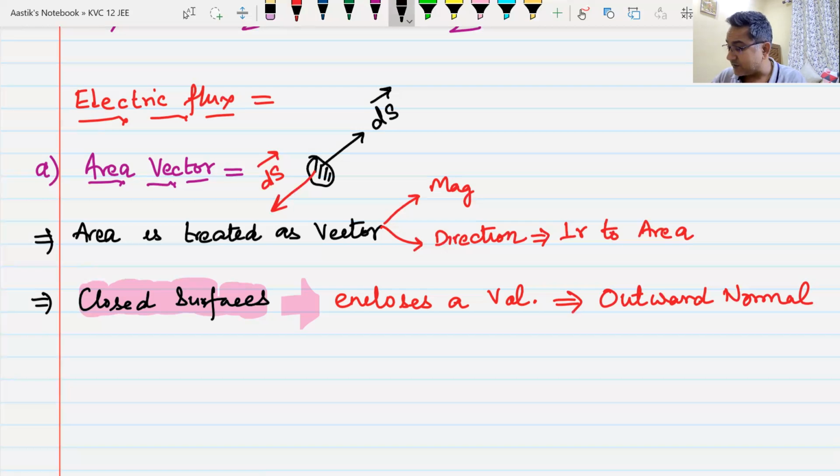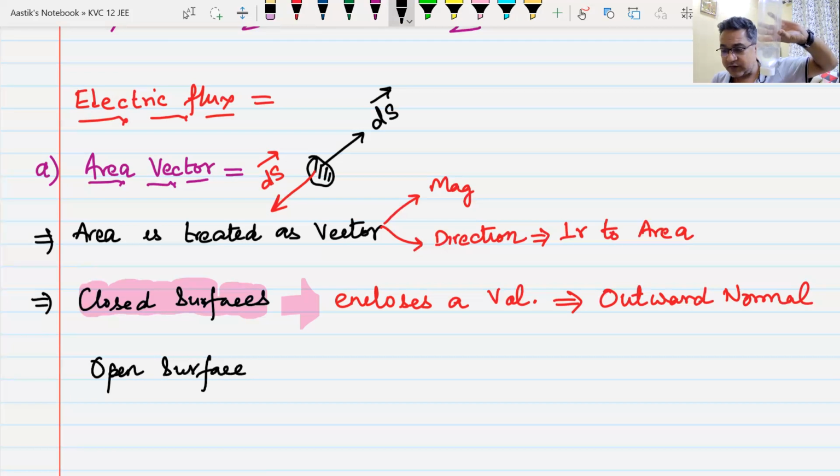If it is an open surface, now what is an open surface? A surface which is open is open. That means if I open the cap of this bottle, it does not remain a closed surface. It becomes an open surface because now water is going to spill if I do it this way. But if I close it, water does not spill. So this is the best way of understanding closed surface and open surface.